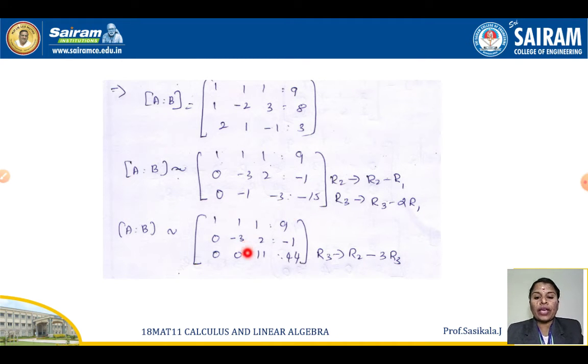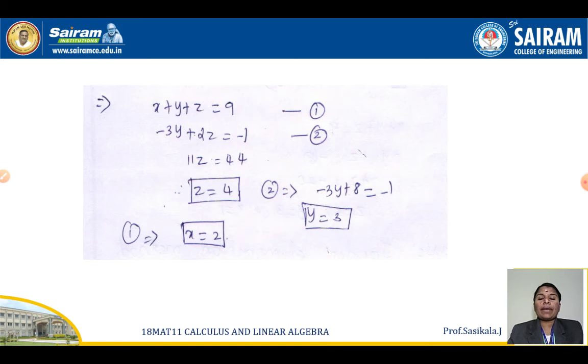What does your step 2 say? The minus 1 place you have to make 0. I need plus 1, but you have a minus 3. So R3 is multiplied with 3, that means R3 implies R3 plus minus 3 R2, because I should have plus 3 here and minus 3 will be 0. For that reason, you multiply with minus 3. That's all, just add it. You can get your 0, 0, 11 and 44.